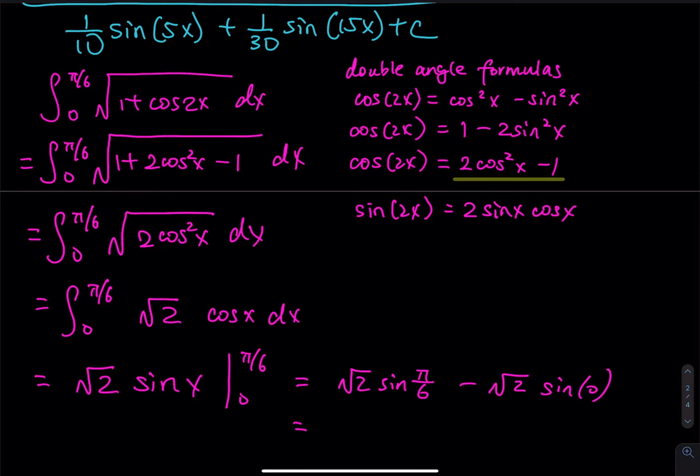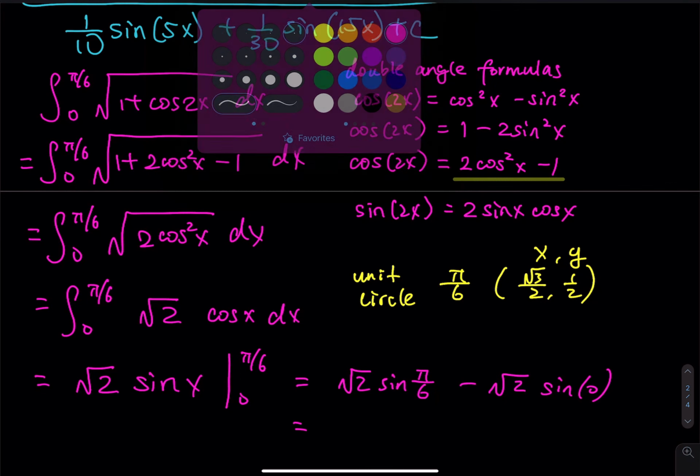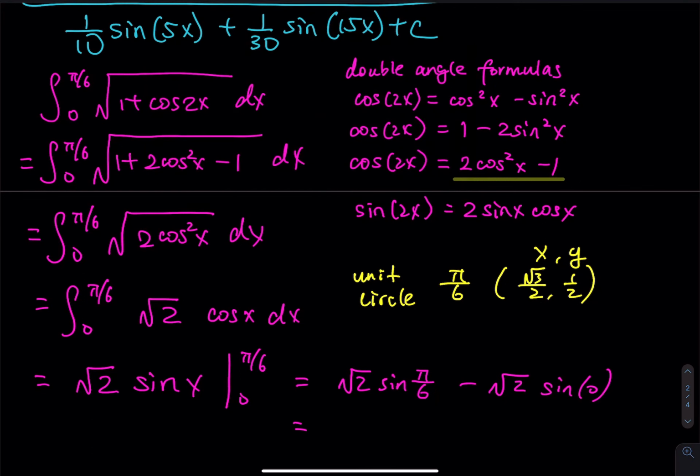Sine of pi over 6, you have to recall the unit circle. If you don't know what a unit circle is, you have to look it up right now. It is a topic that you study in trigonometry. For the unit circle, the point at pi over 6 has the coordinates root 3 over 2, comma 1/2. And then sine refers to the y coordinate. So that's why the sine of pi over 6 is equal to 1/2.